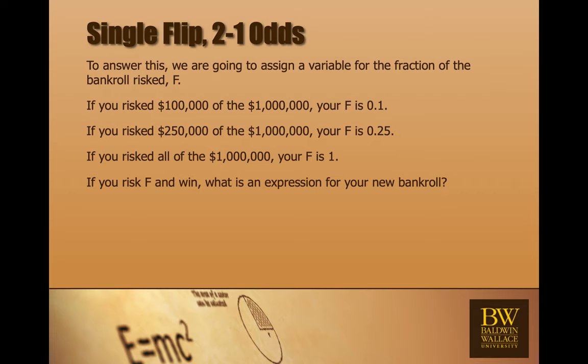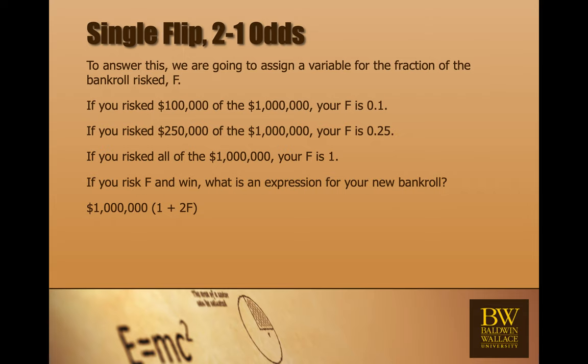So if you risk F and win, what is an expression for your new bankroll? Do this. Risk F and win, what is the expression for your new bankroll as a function of F? Well, you get double your money. So your profit is 2F, but you also have your initial bankroll, so you multiply 1 million by 1 plus 2F, and you can plug in numbers and see that it's correct.